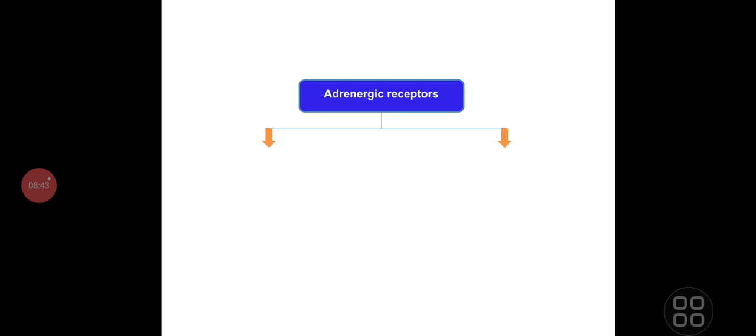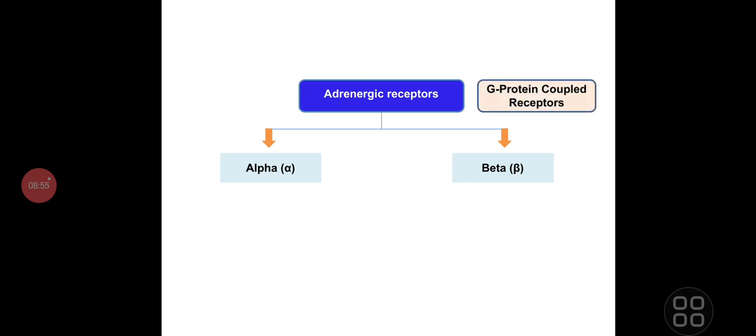Now coming to the adrenergic receptors. Adrenergic receptors are also classified into 2 groups, alpha and beta. Both alpha and beta receptors are G protein coupled receptors. Alpha receptors are subdivided into 2 subtypes, alpha 1 and alpha 2, and beta has subtypes beta 1, beta 2 and beta 3. So about alpha 1, its location and functions.